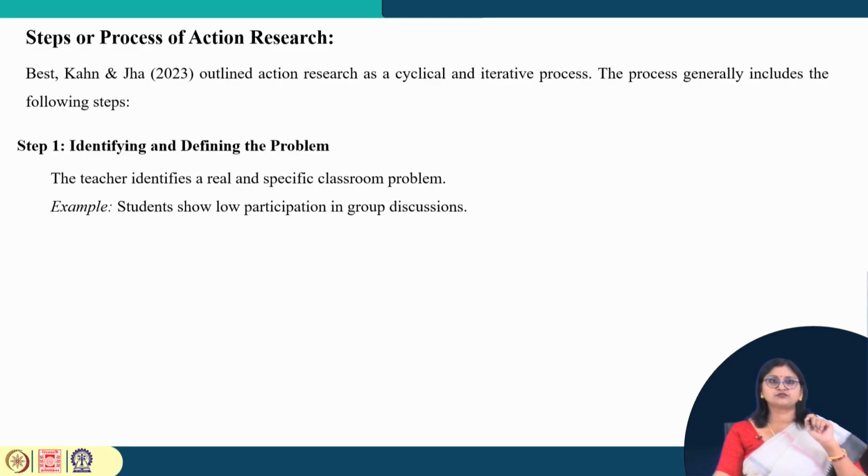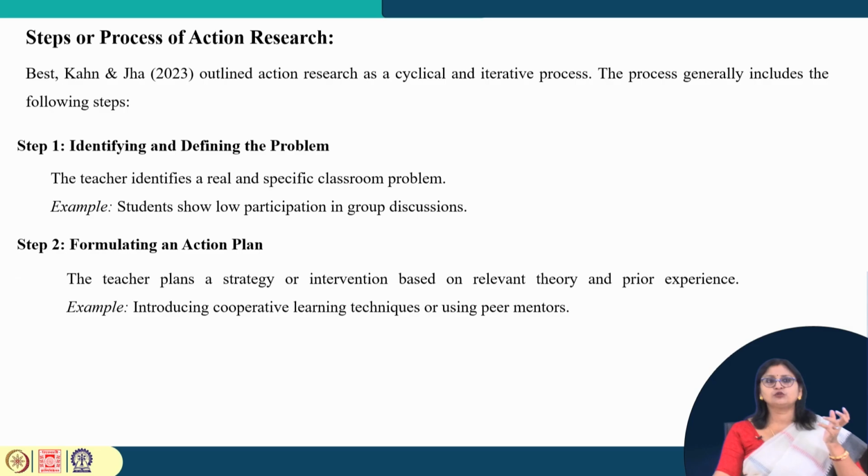The first step is to identify and define the problem. The real task is to select the title or define the problem. The teacher identifies a real and specific classroom problem. For example, students show low participation in group discussion. Nobody is ready to ask a question. So, why are they not asking questions? Why are they not trying to speak up? This can be taken as the identification of the problem, that can be treated as a problem.